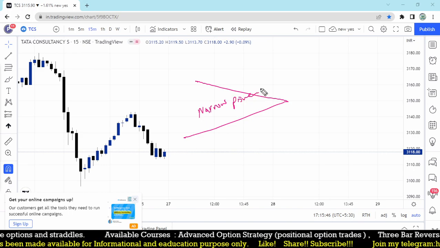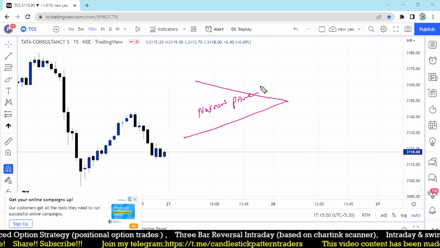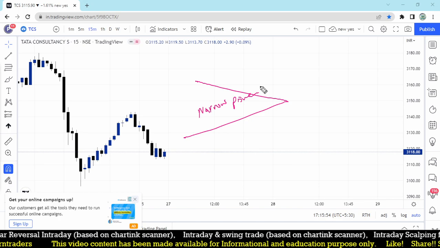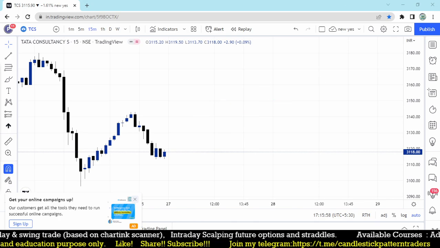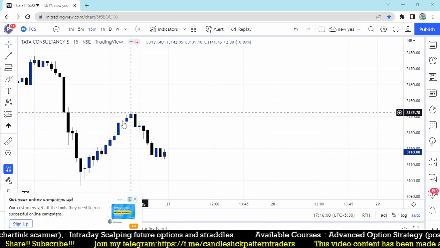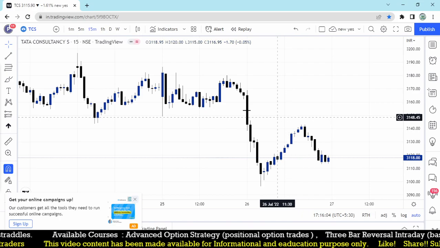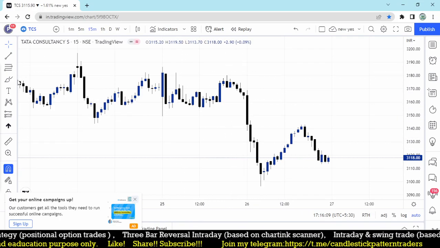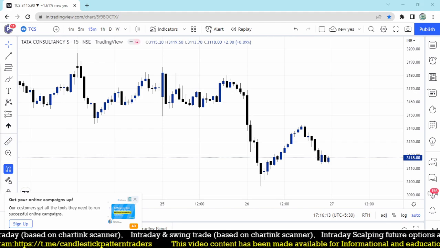If any stock forms this kind of pattern, is there a breakout or breakdown the next day, and will it be very possible? That is what I am going to discuss in this video, and using scanners, I will create the scanner on Chartink. Let's see this particular stock, TCS, and I will mark how it forms such a pattern.